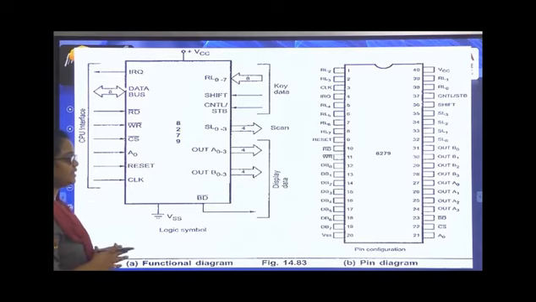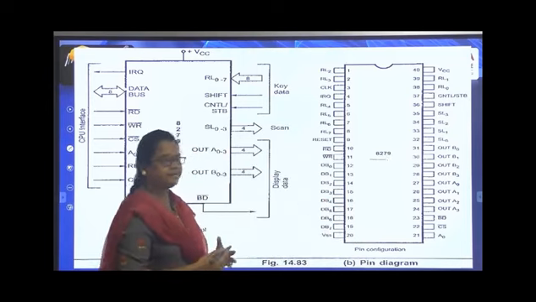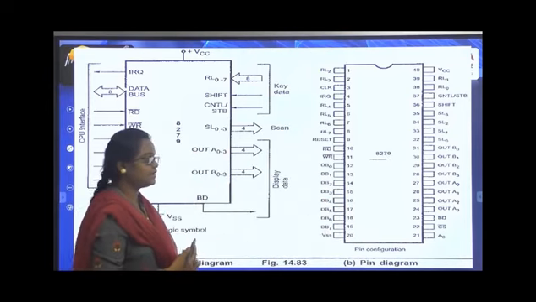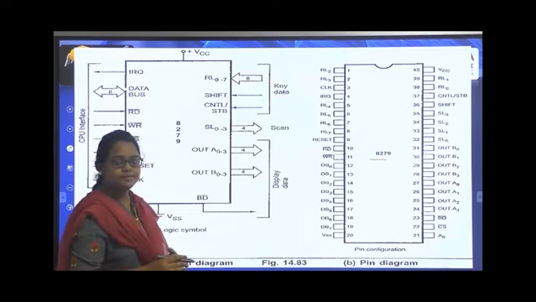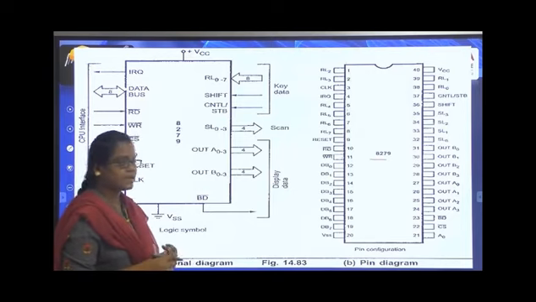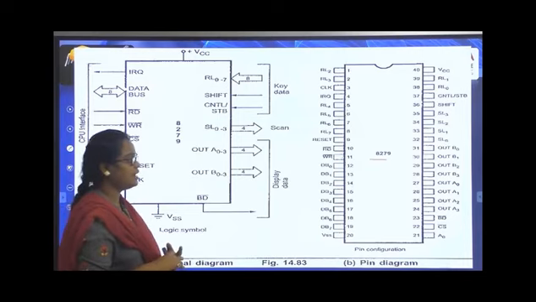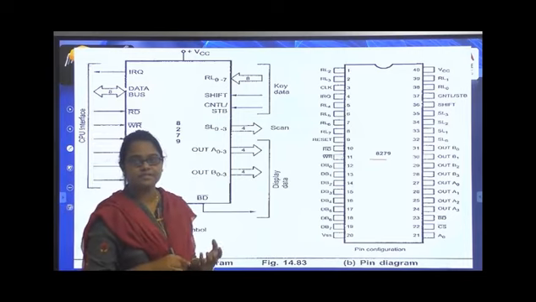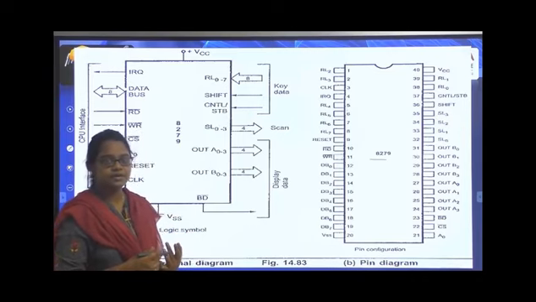We are now looking at the pin diagram for 8279, which is used to interface the 8086 to the 8279 by giving input using the keyboard. Whenever we press the keyboard, the 8279 recognizes whichever input is given, and it tells the CPU that someone is pressing a key. Then the CPU will respond accordingly.